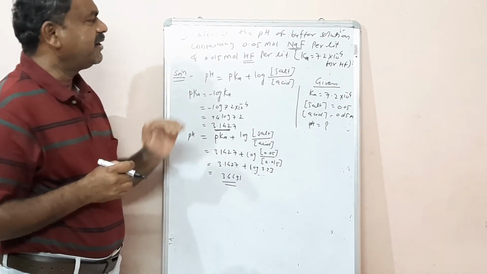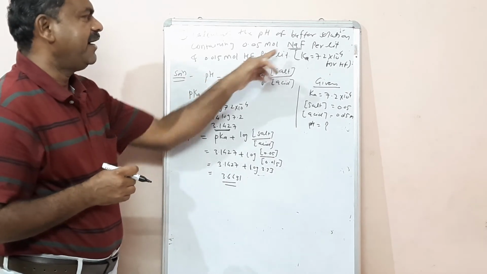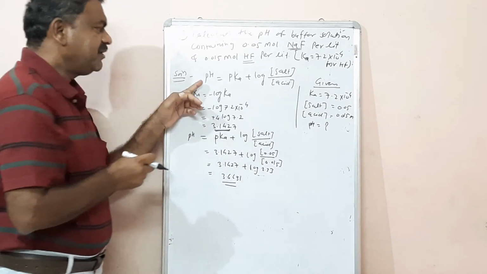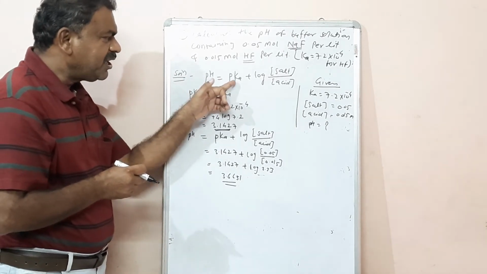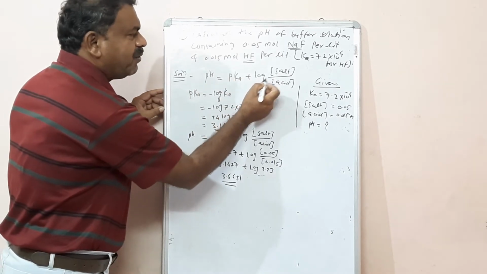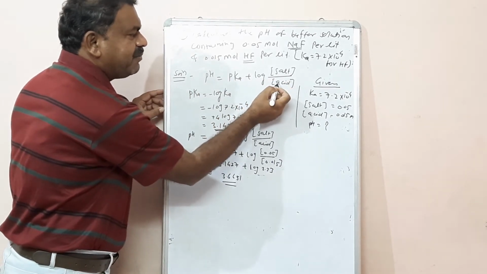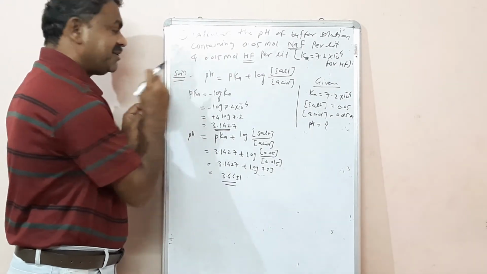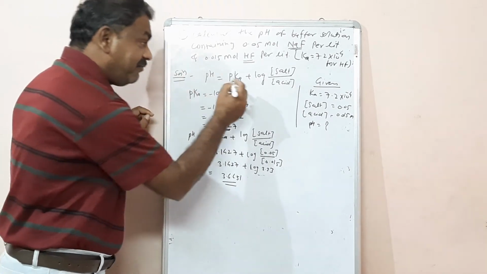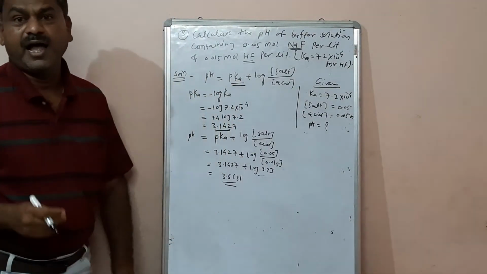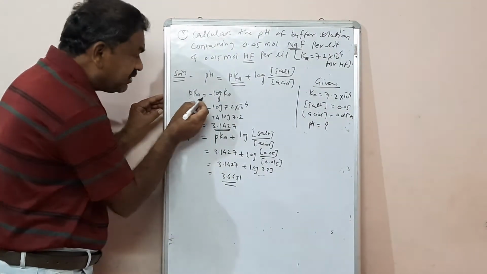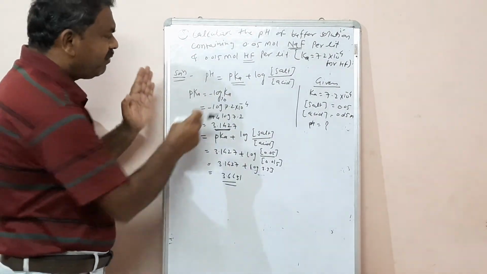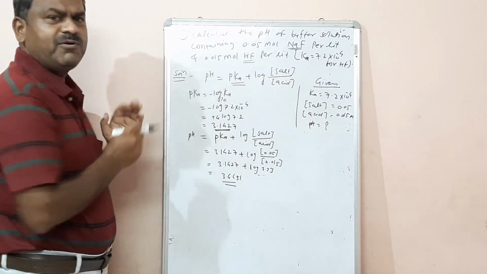Now here in this numerical, it contains the acid HF and one salt. Then write the formula: pH equal to pKa plus log of the molar concentration of the salt divided by the molar concentration of acid. Now in this case, we have to determine the pH. But first of all, we have to determine the pKa. And pKa is nothing but the negative logarithm to the base 10 of the value of Ka. Now Ka is known, so put the value and calculate the pKa.